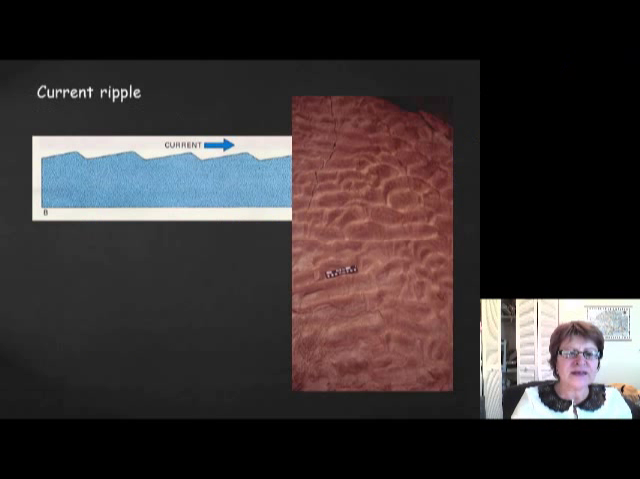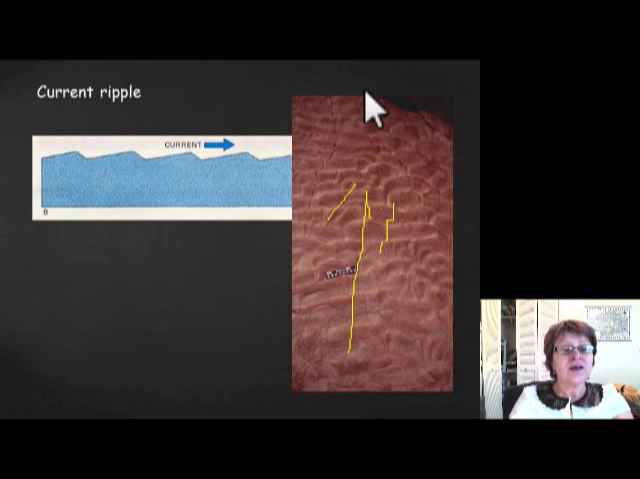And on this slide, you can see a current ripple. What do you think, which way the current went? You're right, it went from down up. And you can tell because this is the longer side, shorter, longer, shorter, longer. So therefore the current was going this way.